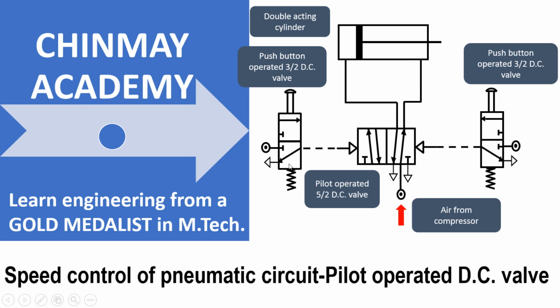In this video, we'll try to understand the speed control of a pneumatic circuit, and we have used the pilot operated direction control valve over here. So as you can see, the components of this particular circuit: this is the pilot operated 5x2 DC valve.